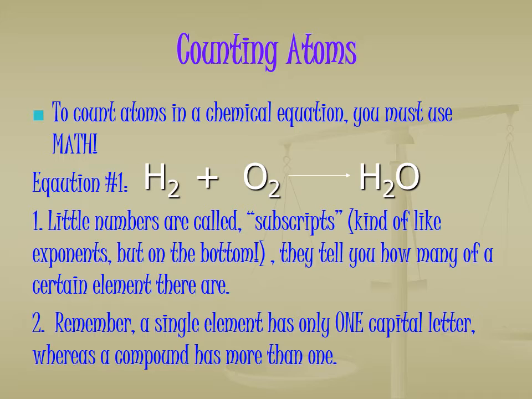Remember, a single element has only one capital letter, whereas a compound has more than one. So we know that the H and the O on the reactant side are not a compound because they're separated by a plus sign. It's 2 atoms of hydrogen plus 2 atoms of oxygen yields H2O. That is a compound.